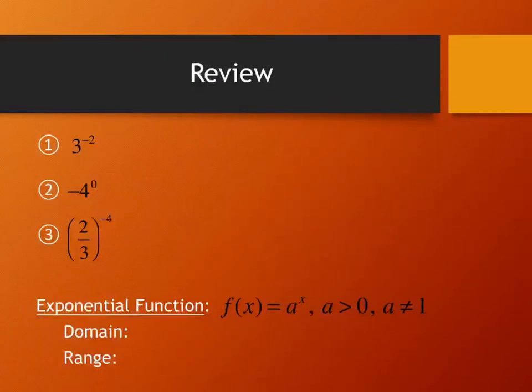So the first thing to remember is that when you have negative exponents, it actually moves things from the numerators to denominators and vice versa. So on this first one, we can rewrite this as 1 over 3 squared, in order to change that exponent to be a positive. And then we could simplify it further if we needed to as 1/9.